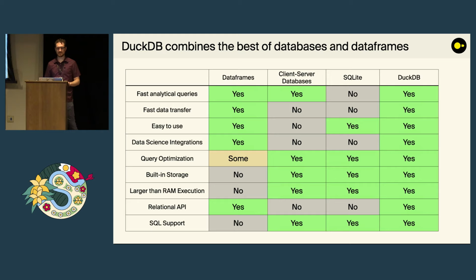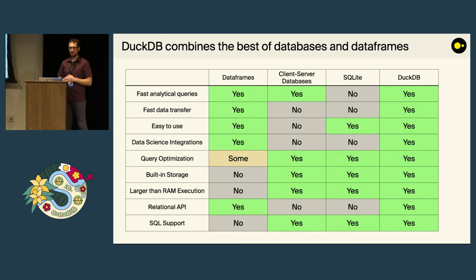Query optimization is something that some data frame libraries have really improved upon. Polars is one that's doing a lot of work in that area. But really, it's something that the database folks have a head start on. That's something they've been really focused on, doing a lot of research on for the last few decades. It's really their specialty.